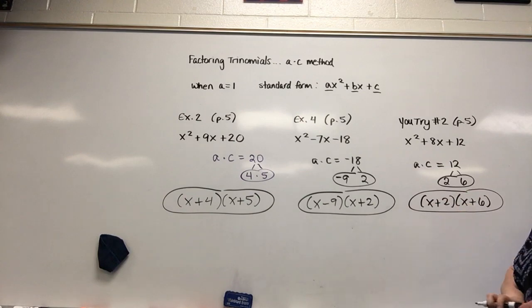Now, sometimes you can't get factors. If that happens, where nothing will multiply to give you the ac term and add together to give you the b term, then you would say that it was prime.